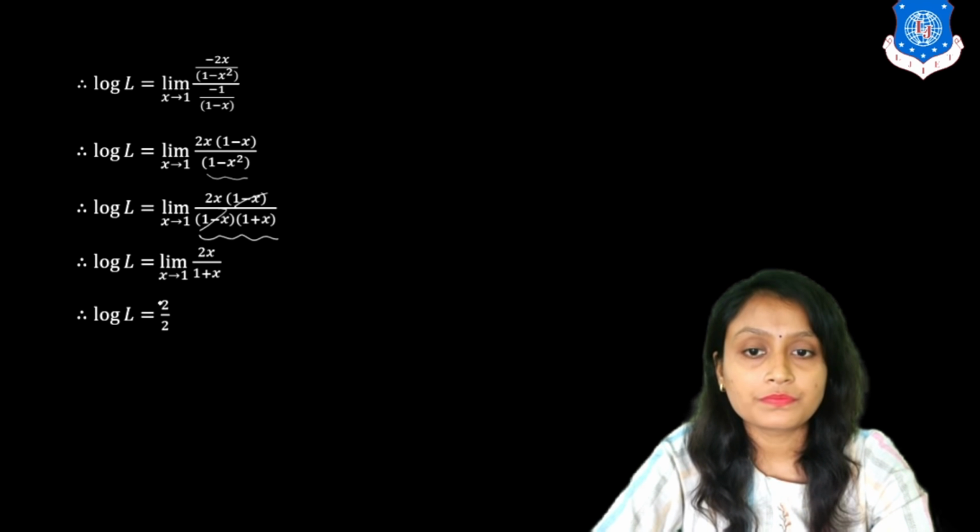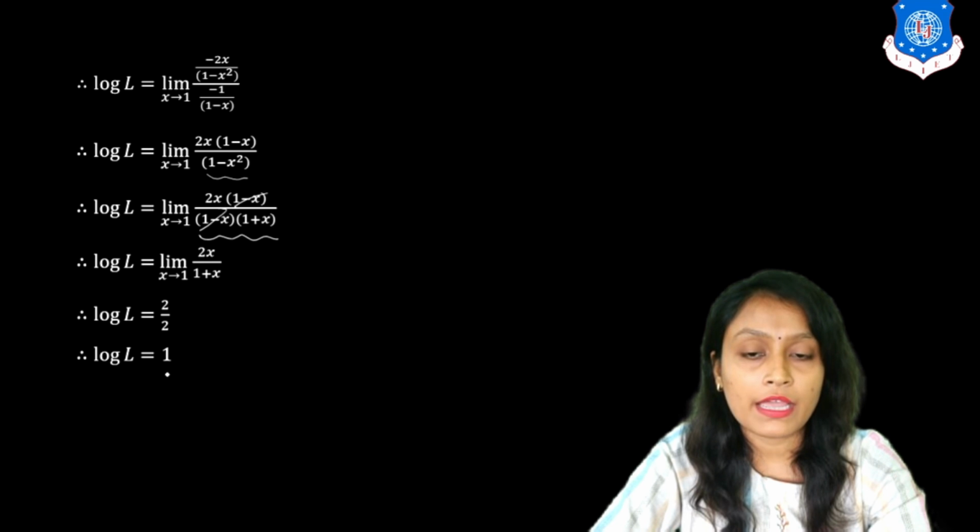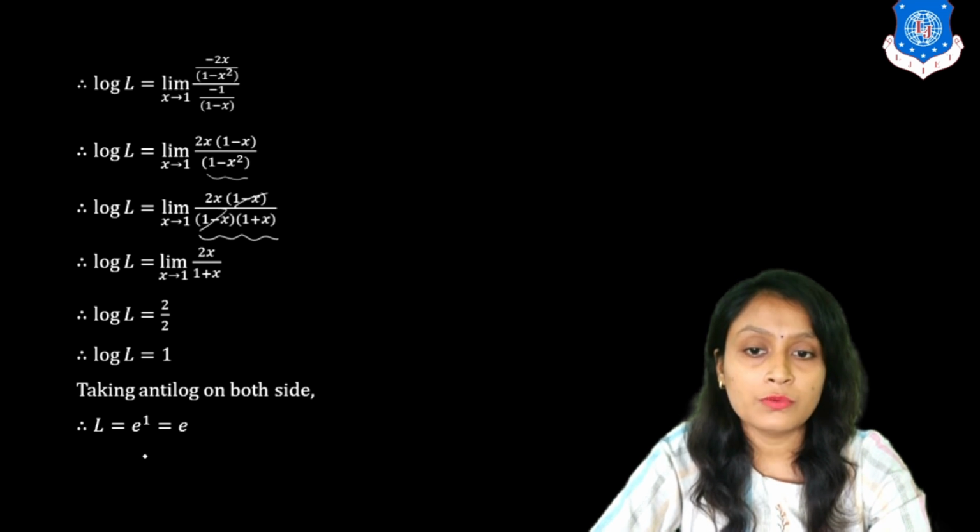Now just substitute the limit. In place of x write down 1. So you will get log L is equal to 2 upon 2, it will get cancelled. So we will have log L is equal to 1, and taking anti-log on both the sides, you will get L is equal to e raised to 1. This is equal to e. Okay, so this is what we wanted to prove. Right. So I hope you have understood.